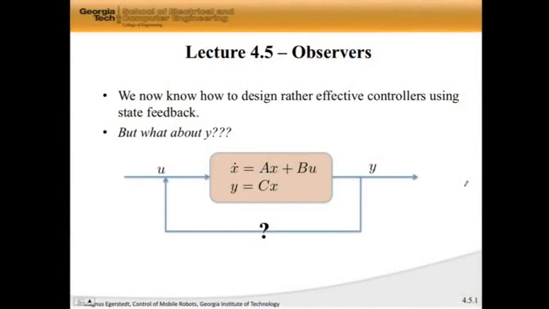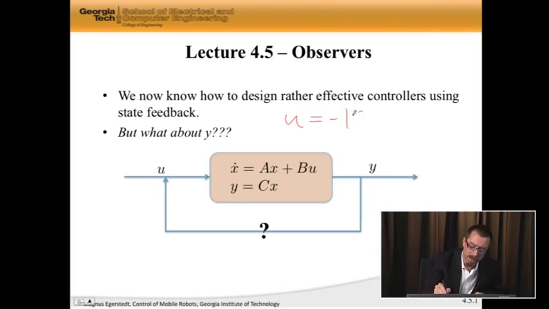So with the last lecture, we are actually declaring success in terms of designing controllers. We use pole placement, we check controllability, and off we go. The big problem, though, is, well, we don't have x. And when we do, u is minus kx. Well, x is there, but we don't have it.